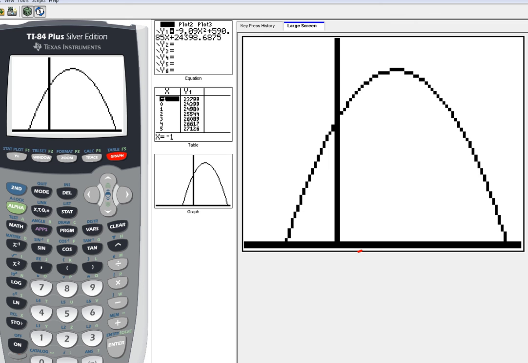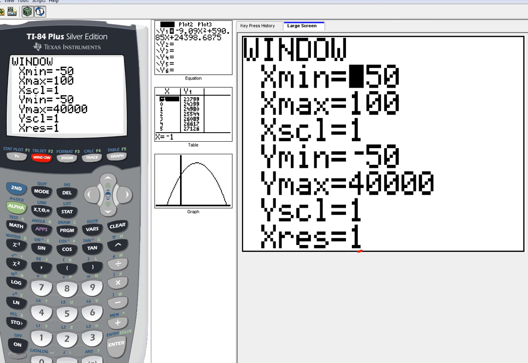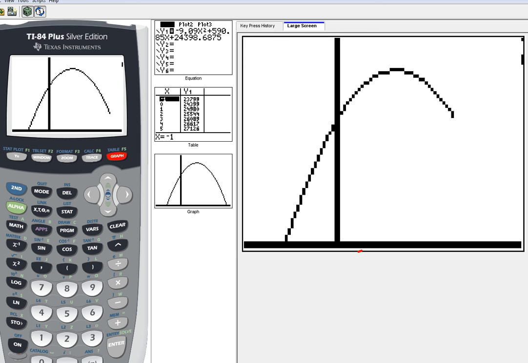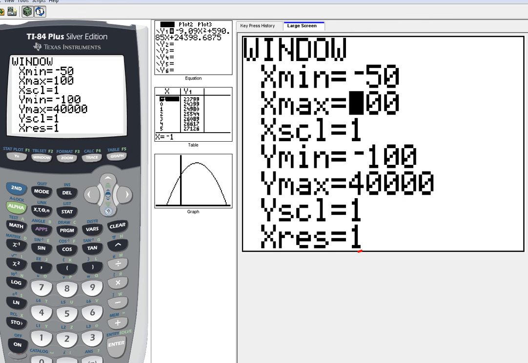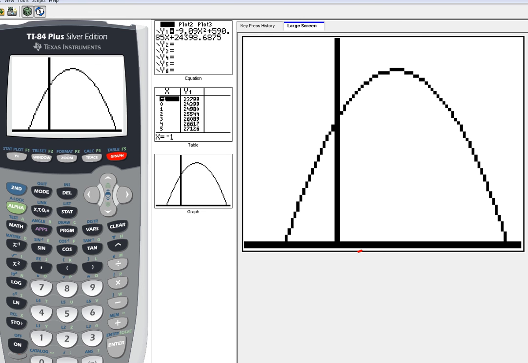That's a little better. And now I want to go a little lower with my y values. So my y minimum, let's do like negative, I don't know, negative 100. Let's try that and see what that looks like. Oh, I'd even like to go lower, I think. Let's try negative 200. I mean, the y maximum is 40,000. A little better. I'm going to leave it here. I think that's pretty good. I can see most of my parabola.